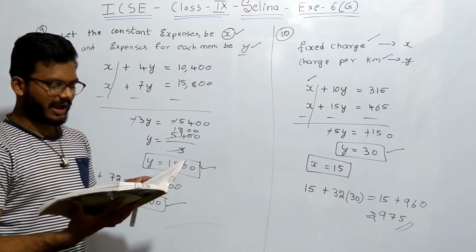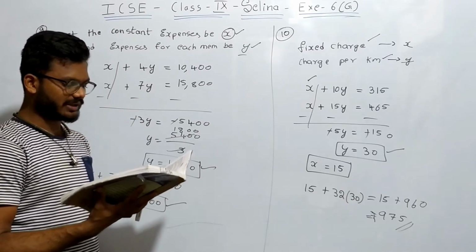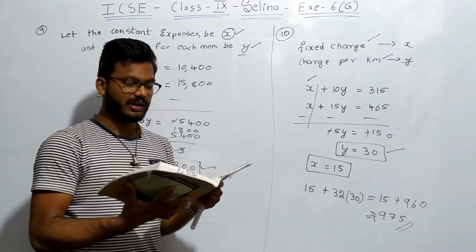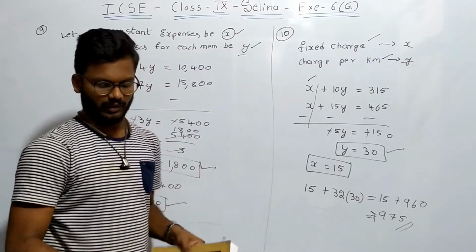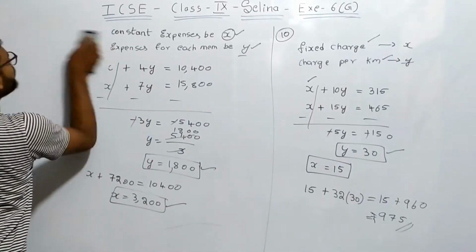In the same way, the 11th problem is also the same. A lending library has a fixed charge for the first 3 days and an additional charge for each of the days thereafter. Let us see. This also is no problem.